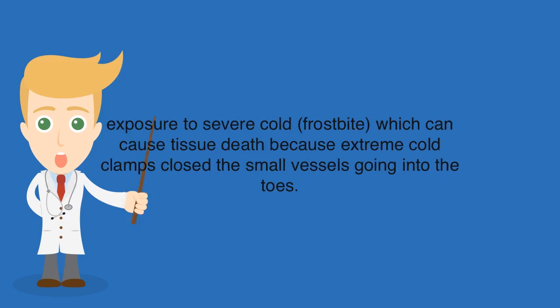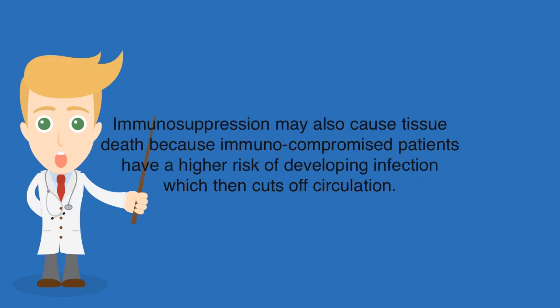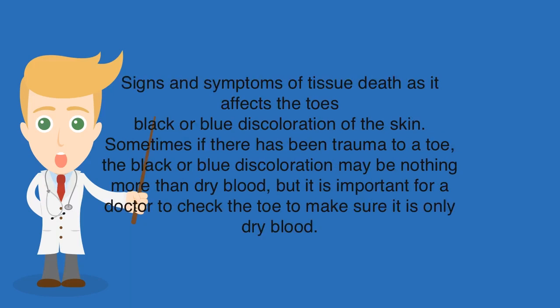Exposure to severe cold, frostbite, can cause tissue death because extreme cold clamps closed the small vessels going into the toes. Immunosuppression may also cause tissue death because immuno-compromised patients have a higher risk of developing infection, which then cuts off circulation. Signs and symptoms of tissue death as it affects the toes: black or blue discoloration of the skin.